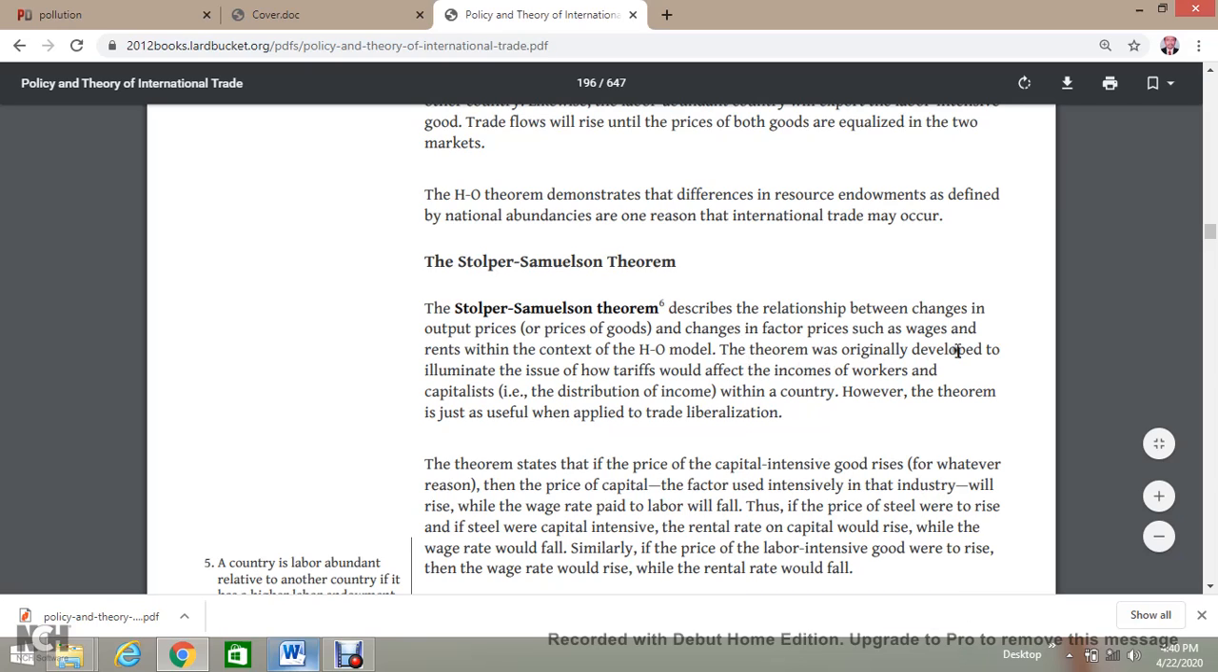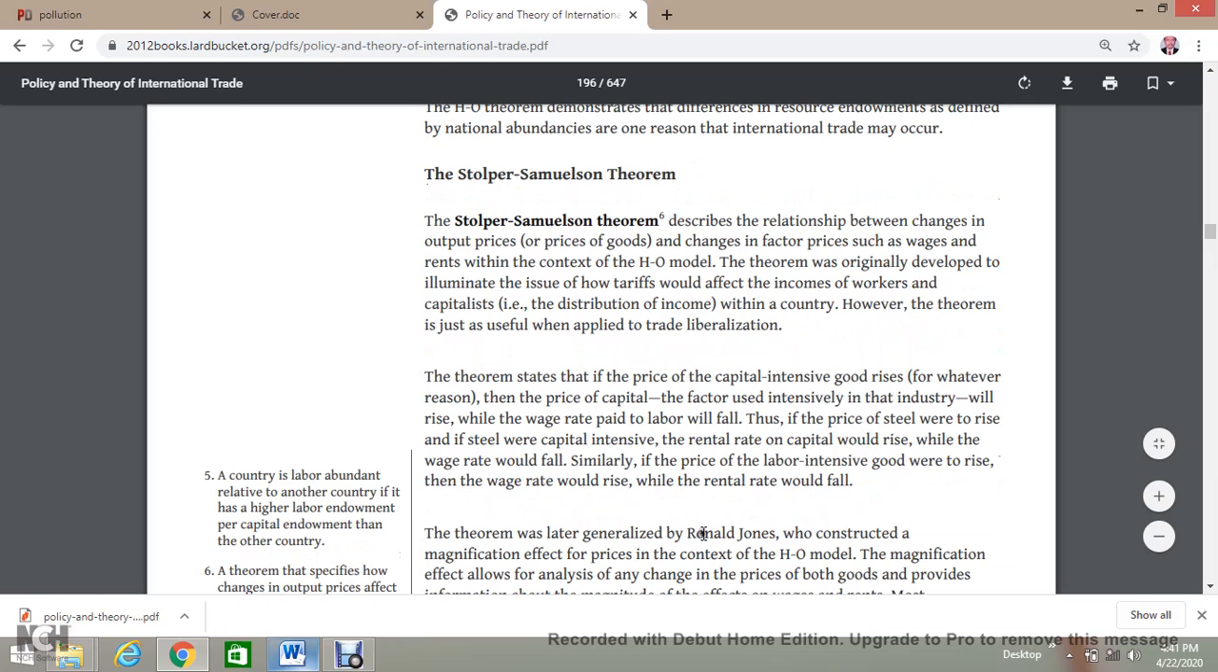The theorem was originally developed to address the issue of how tariffs would affect the income of workers and capitalists. So this theory basically discusses the distribution of income within a country. This theorem is also very useful in trade liberalization. It was used as a base for trade liberalization among countries, and it supports liberalization of trade policies in international trade. So let us understand the theorem.